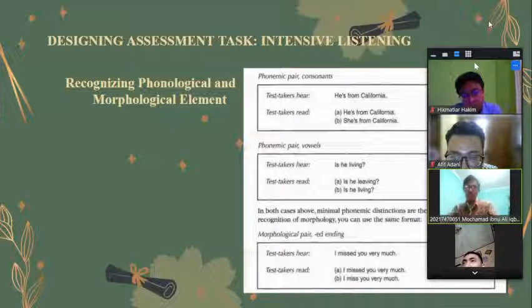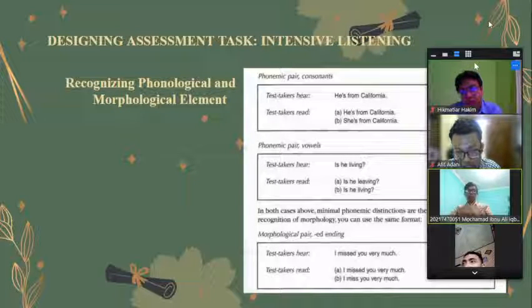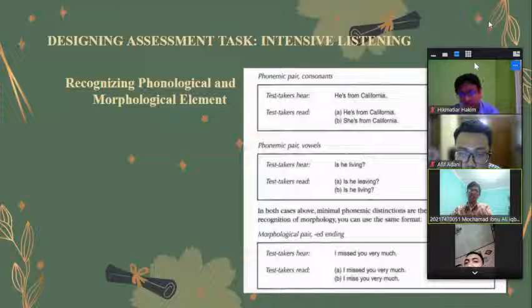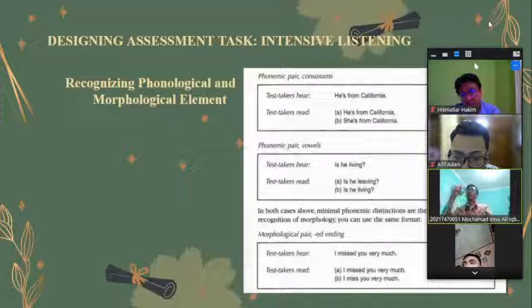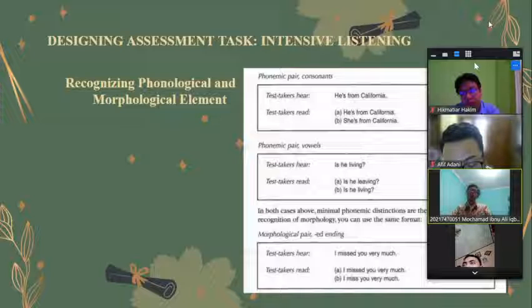And then the first in designing assessments is recognizing phonological and morphological elements. For example, when you want to make an assessment of listening, such as phonemic and morphological, you can see the examples. Phonemic assessing listening. Look at the picture. The test taker hears, for example, he's from California. You as a teacher make an assessment or a test for your students that is phonemic or morphological.